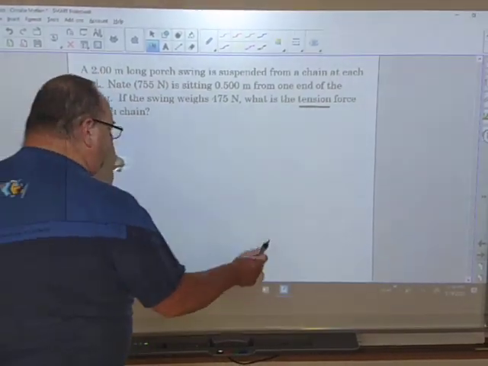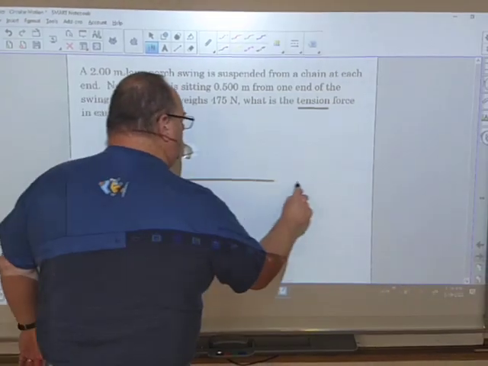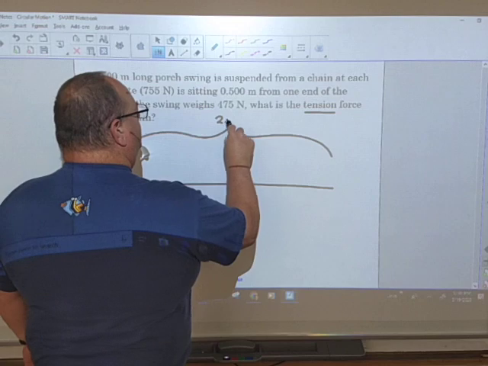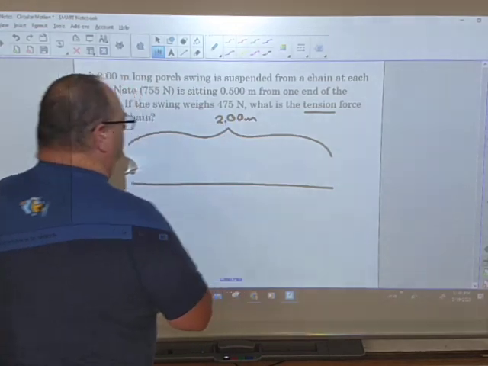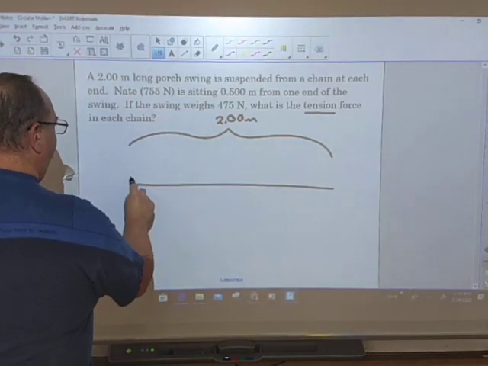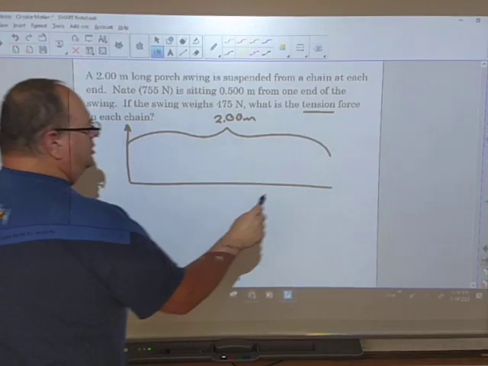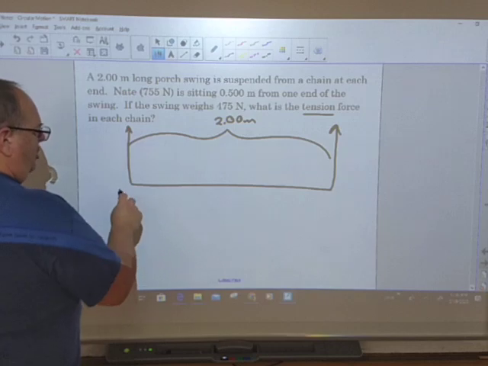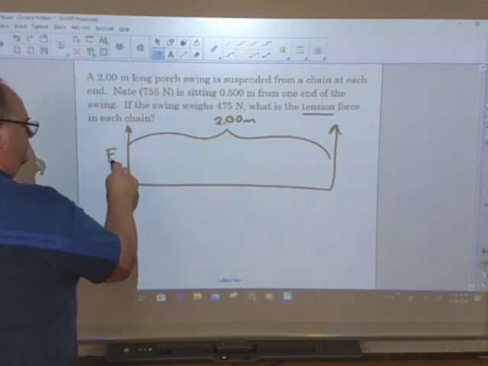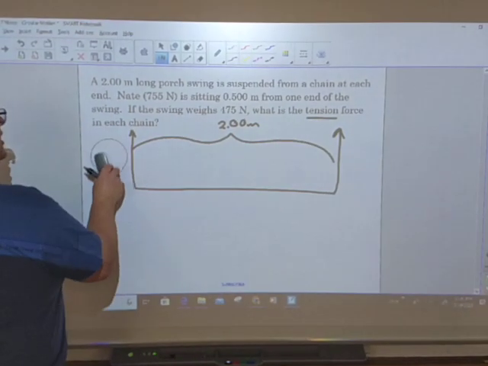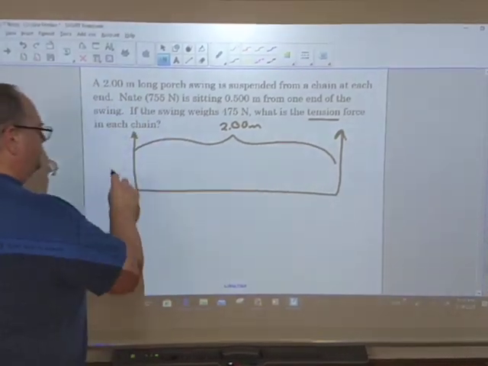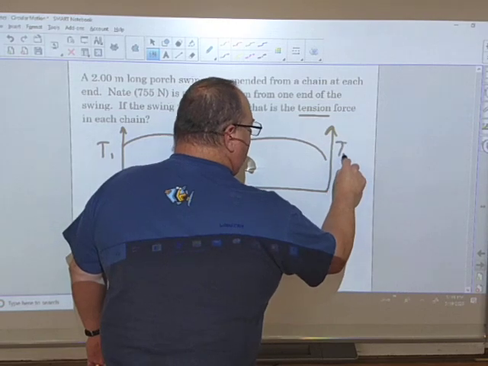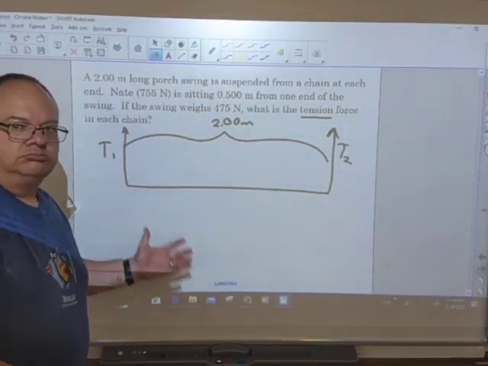So I'm going to start out with my diagram. I've got a port swing that is 2.00 meters long. There's a chain over here going upward. There's a chain over here going upward. I'm going to call this F. No, let's not call it F. I was going to call it F for force. Well, let's call it T1 for tension 1. Let's call this T2 for tension 2. Simple so far.